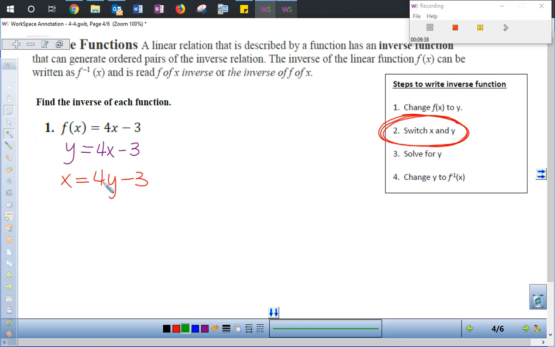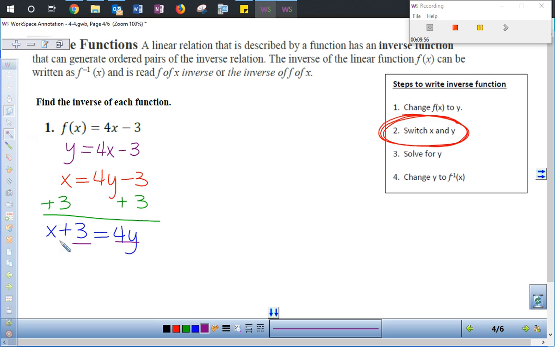Now the third step is very logical as well. We don't like to see it like this. We typically like to see y all by itself. So next we just have to solve for y. So I'm going to add 3 to each side, and we'll get x plus 3 equals 4y.